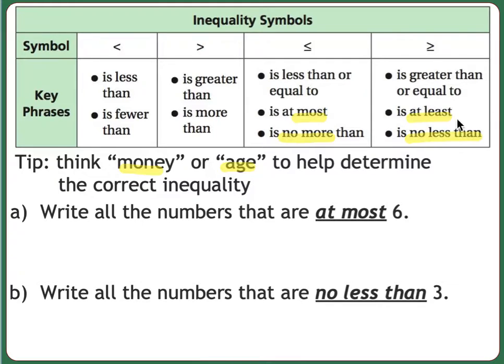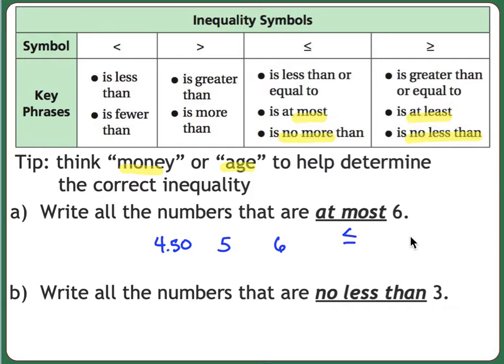So if I think about writing all the numbers that are at most 6, if I had at most $6, that's the most I could have. That's actually less than or equal to. That's the most I can have. So I could have $6, I could have $5 or $4.50. Okay, so I can have at most 6. So this means it's less than or equal to.